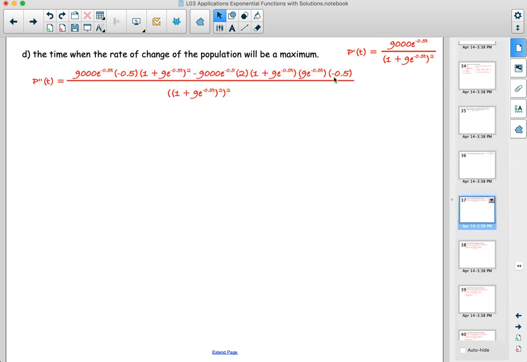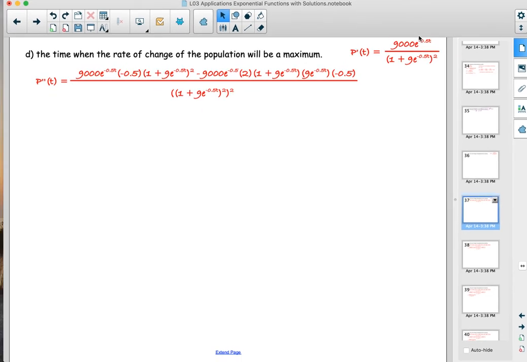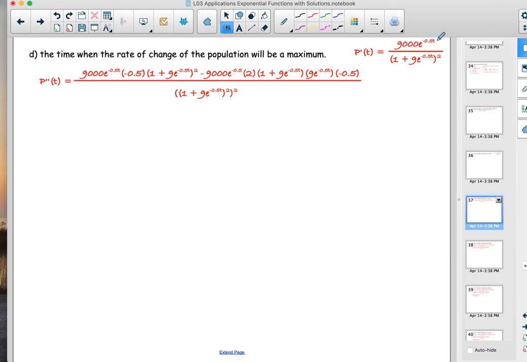The derivative of the numerator: the derivative of an exponential function is itself. Its stretch or compression factor is going to be 1, and then I'm going to have to multiply by the derivative of the exponent, which is negative 0.5 times t, which is negative 0.5. I then times by the denominator, minus the numerator times the derivative of the denominator.